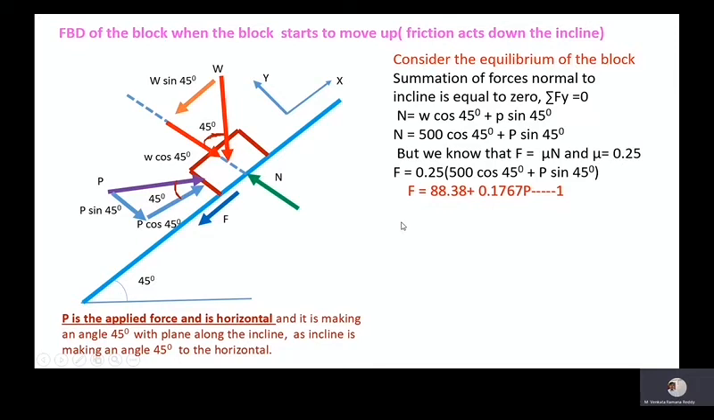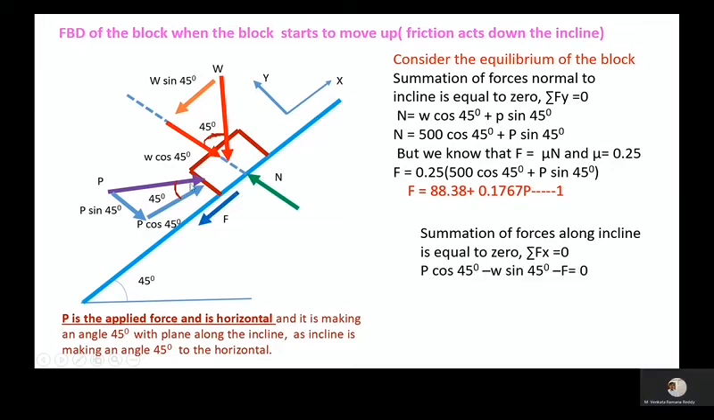Next we'll move to the summation of the forces along the incline is equal to 0, that is sigma F of x is equal to 0. So what are the forces along the incline? P cos 45, W sin 45 and F, the frictional force. Rightward forces positive, leftward forces negative. Then P cos 45 minus W sin 45 minus F is equal to 0.